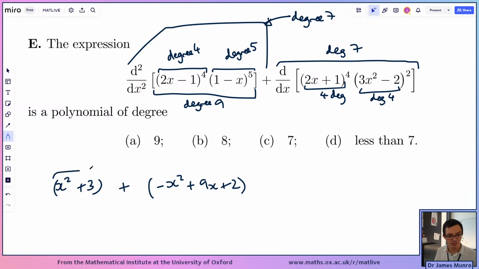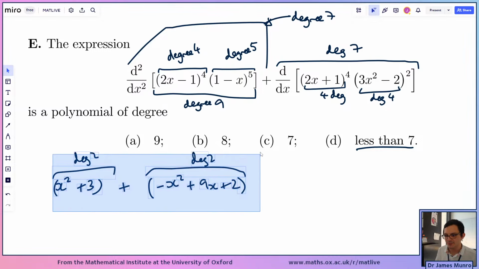This is degree 2. This is degree 2, but when you add them, the x squareds cancel out, and you get something of degree less than 2. Why have I thought of that? Well, I guess this option is like alarm bells. If the answer is 7, it feels a little bit too obvious because I haven't done very much work. Both terms are degree 7, so hey, maybe it's degree 7, but maybe there's this kind of cancellation of the x to the 7 term.